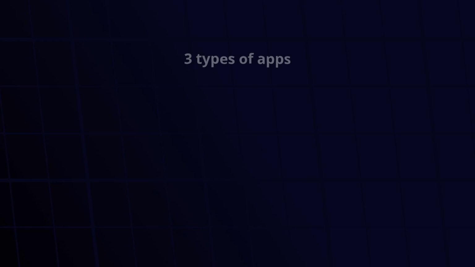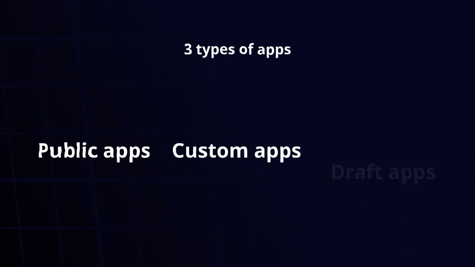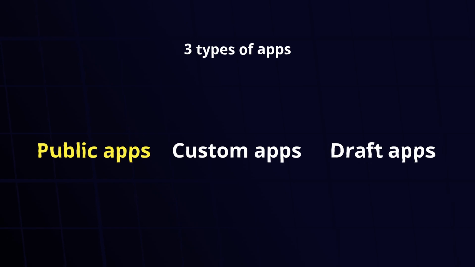Now there are two, or in fact, three types of Shopify apps. There's public app, custom app, and draft app. Public apps, these are the apps that you see in the app store, and these are made with partner's account.